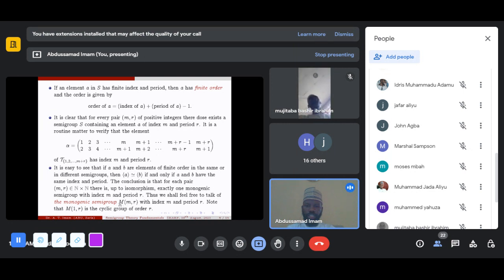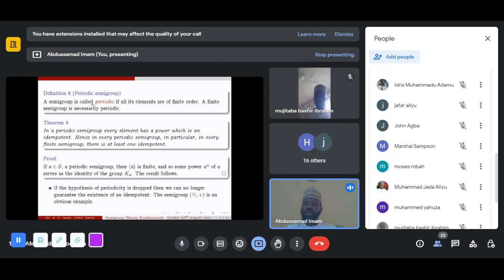And in fact, this is a standard notation being used in the algebraic theory of semigroups for the monogenic subsemigroup generated by an element of index M and period R. And so therefore, the order of the subsemigroup will be M plus R minus 1, as we have seen in the formula over here. And then when you talk of the index 1, it means the first element is the first to repeat. This is nothing but the cyclic group of order R. But that will be 1 plus R minus 1. And then you have a cyclic group.